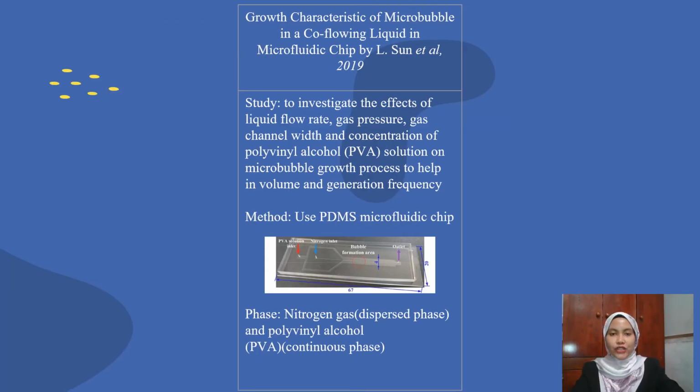The last literature review is the growth characteristics of the microbubble in a co-flowing liquid in a microfluidic chip. In this study, they investigated the effect of the liquid flow rate, gas pressure, gas channel width, and the concentration of the polyvinyl alcohol PVA solution on the microbubble growth process, and thus the volume and generation frequency. They used PDMS microfluidic chips as the method to get the result. The phases they used are nitrogen gas and polyvinyl alcohol as the continuous phase.